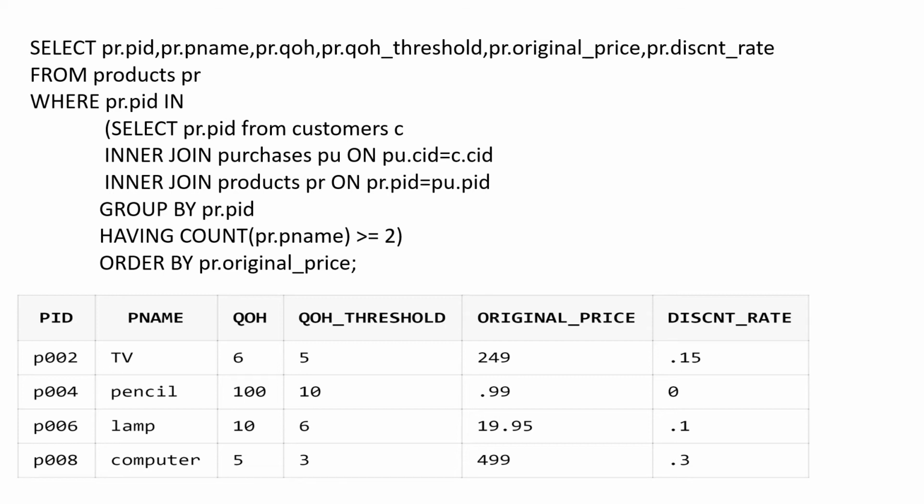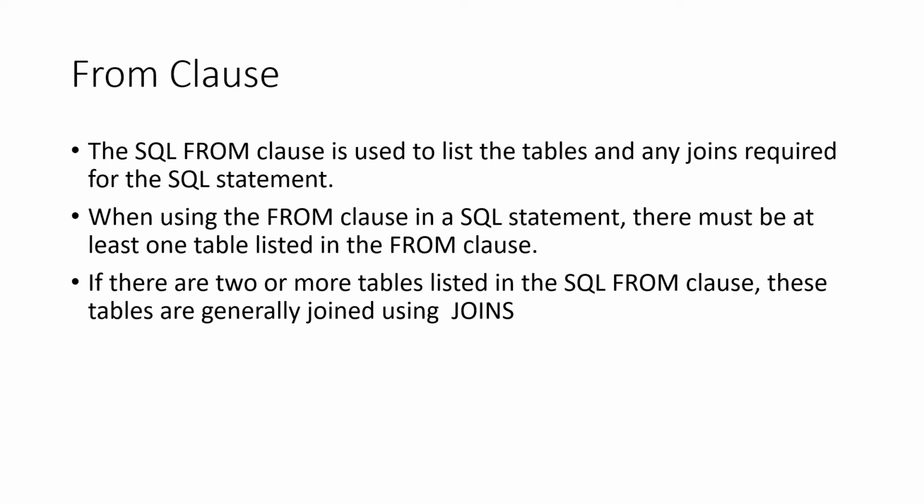The second clause is the from clause. The from clause is used to list the tables. When using the from clause in an SQL statement, there must be at least one table listed in the from clause. If there is more than one table, like two or more tables listed in this from clause, then we generally use joins.